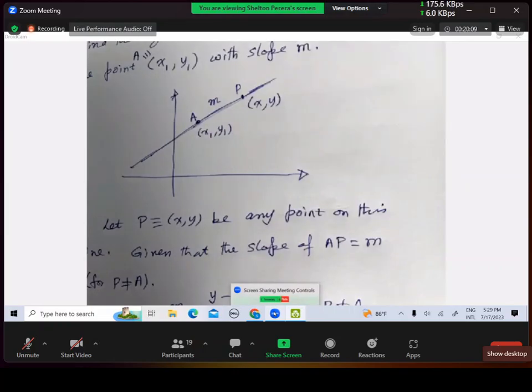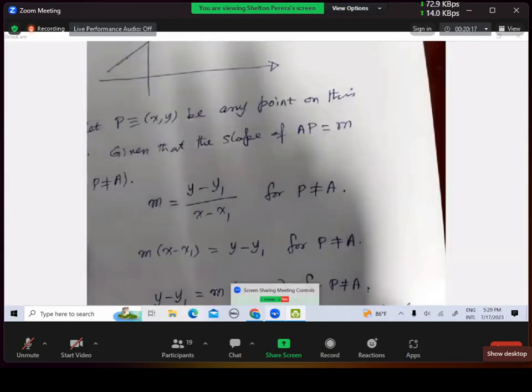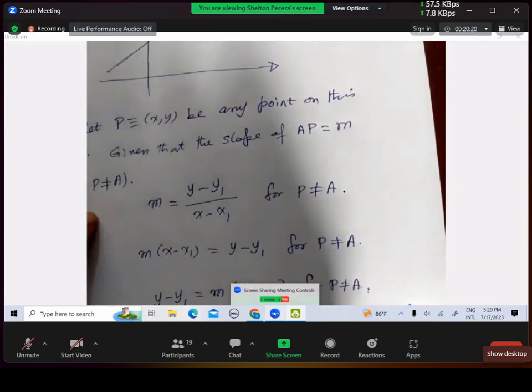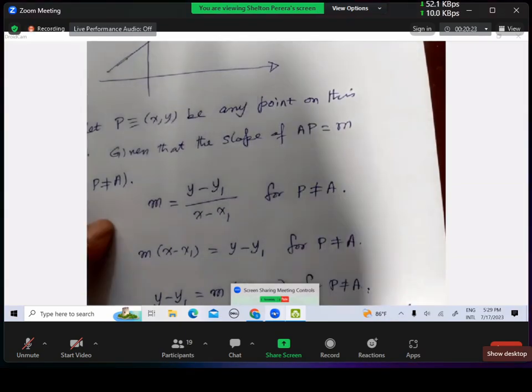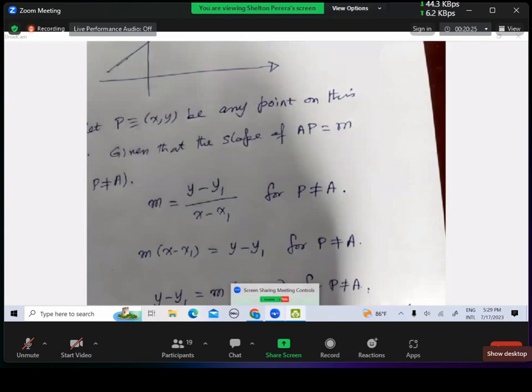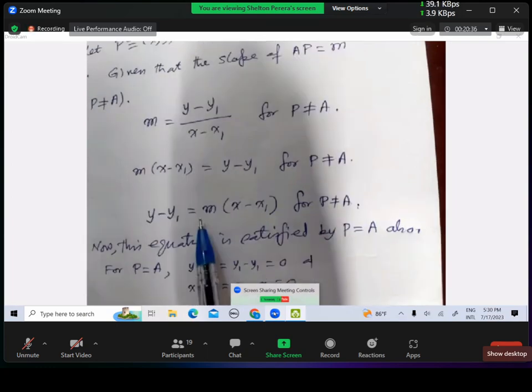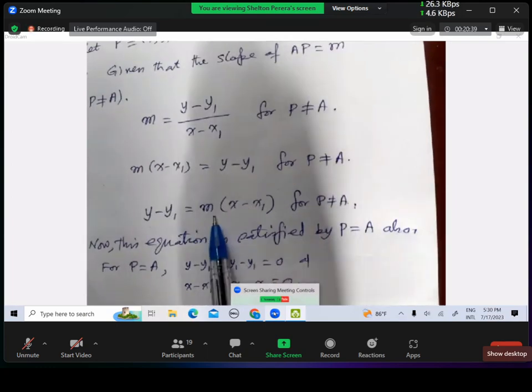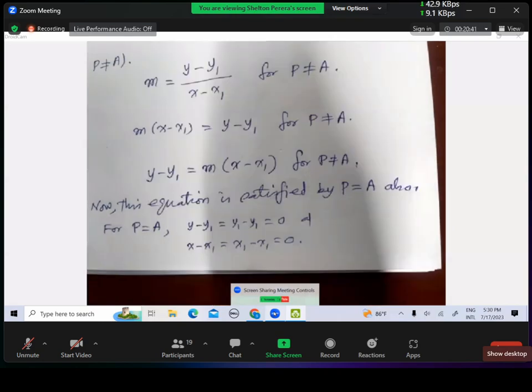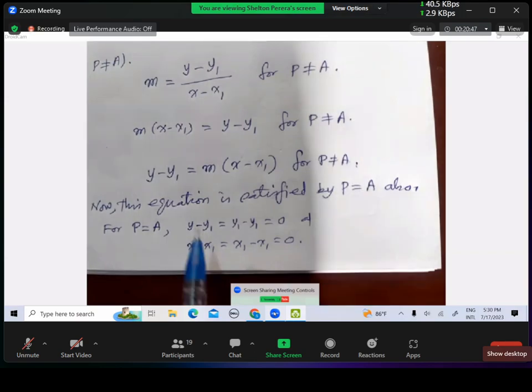Bring P and place it on A. So x becomes x1, y becomes y1. So if P is equal to A, y minus y1 is 0. x minus x1 is x1 minus x1, 0. So 0 equals m times 0; any number multiplied by 0 is 0. So this side is 0, this side is 0. So the equation is satisfied by P equals A also. Therefore, this equation is satisfied by every point on this line.